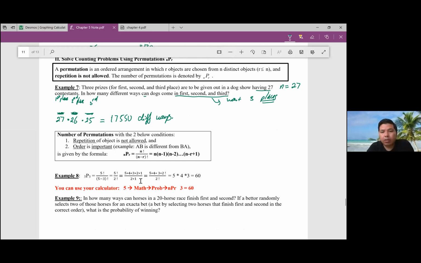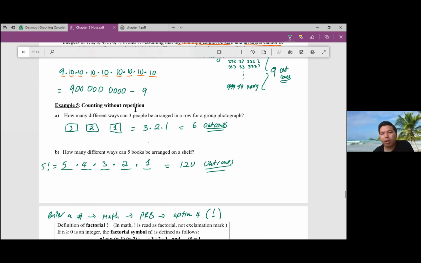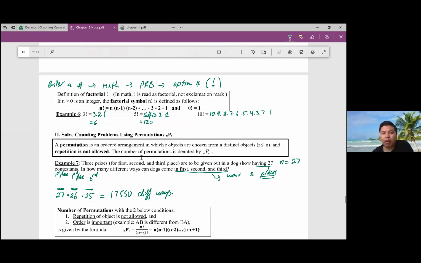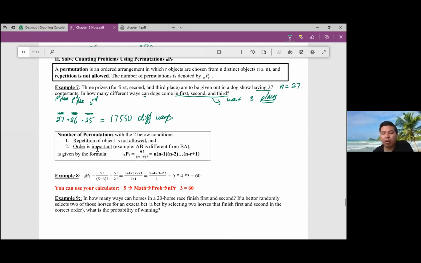So permutation will have two conditions. Number one, repetition of objects is not allowed, right? So when you do the counting without repetition, it's emphasized for permutation in this case. So repetition is not allowed, and the order is important, all right? So the order is important, meaning that AB position is very much different from BA positions.